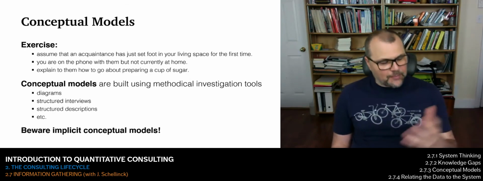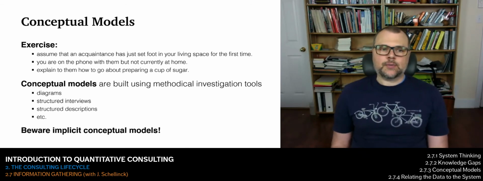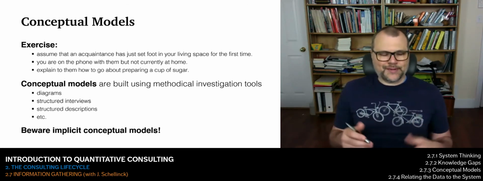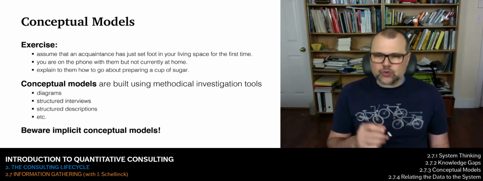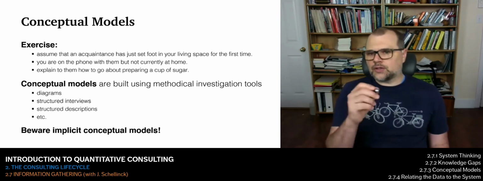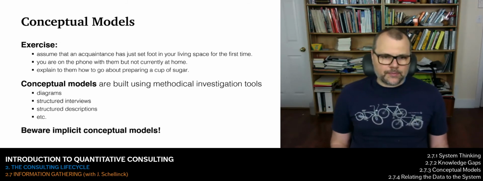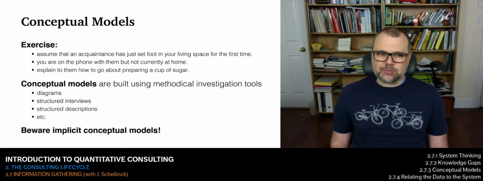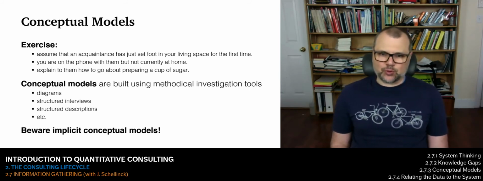The first step in the representation process is to build a conceptual model of the situation. You do that with the help of methodical investigation tools. So you go out and you jot down diagrams. You do structured interviews and structured descriptions using ontological tools. You try to make every assumption about the model explicit. You have to be very wary of implicit conceptual models.